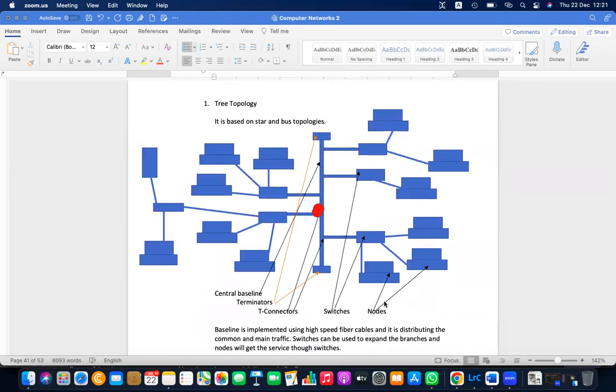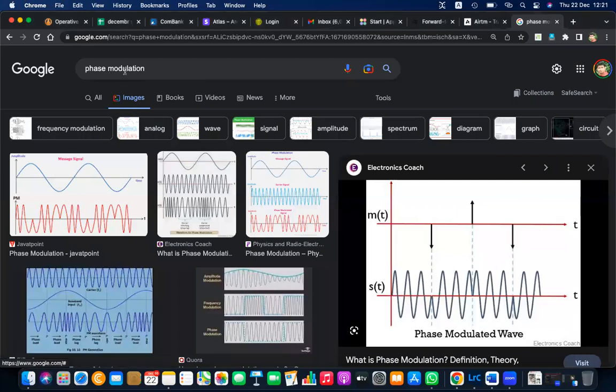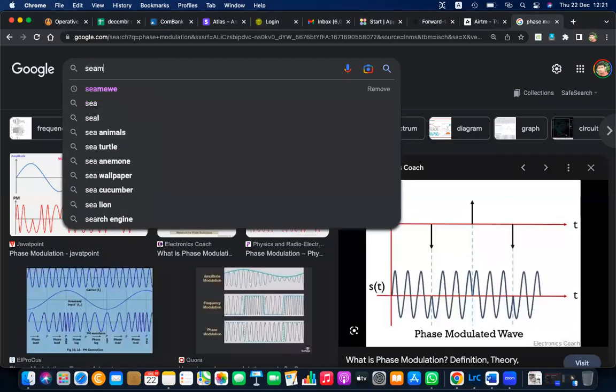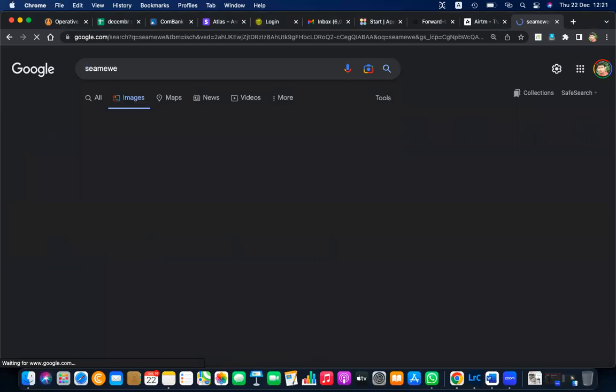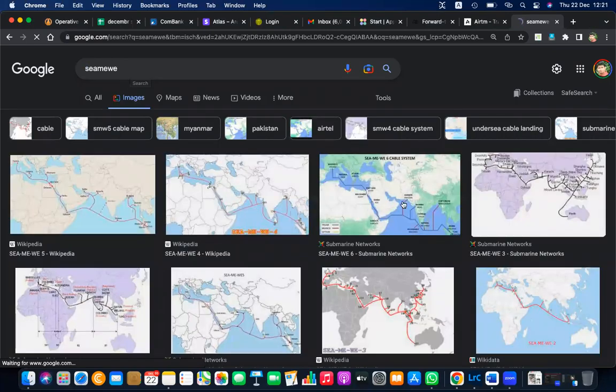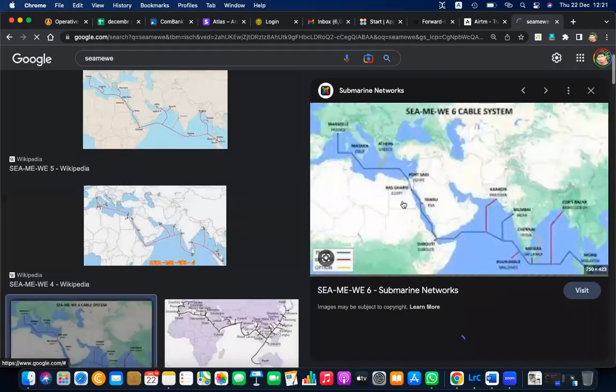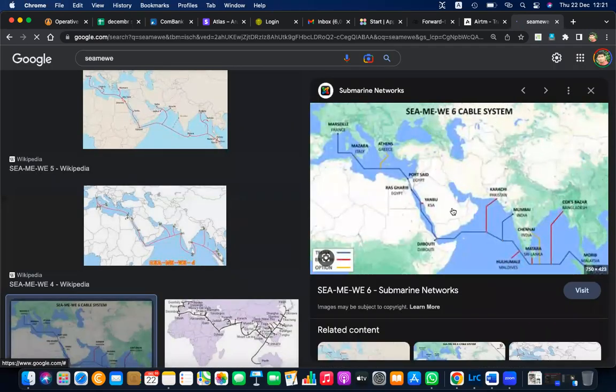Okay, tree topology is a mix of bus topology as well as star topology. The internet works this way. Actually, we get internet through the SEA-ME-WE cable: Southeast Asia, Middle East, Western Europe. This is how we get internet. There are a few versions: SEA-ME-WE 1, 2, 3, 4, 5, 6. This is the image of SEA-ME-WE 6. You can see how the continents and subcontinents are connected.